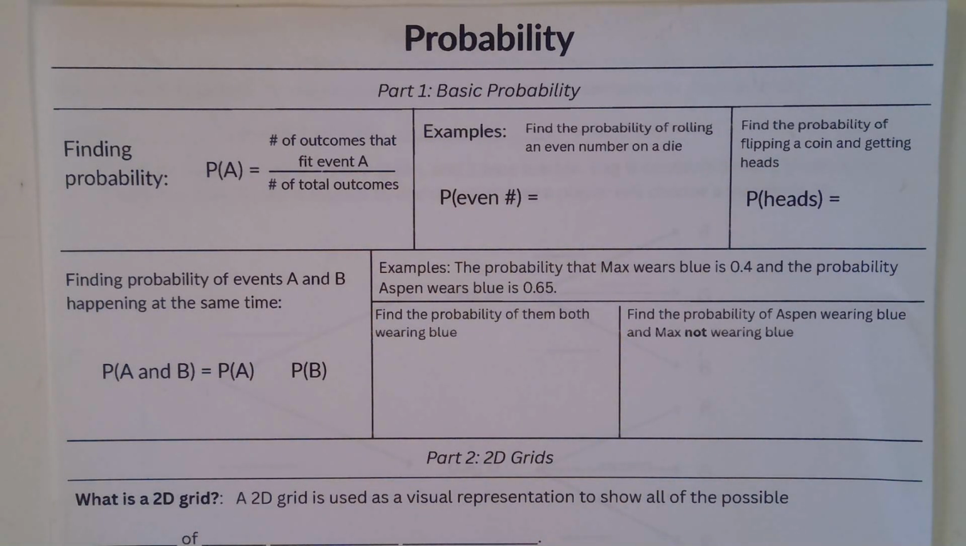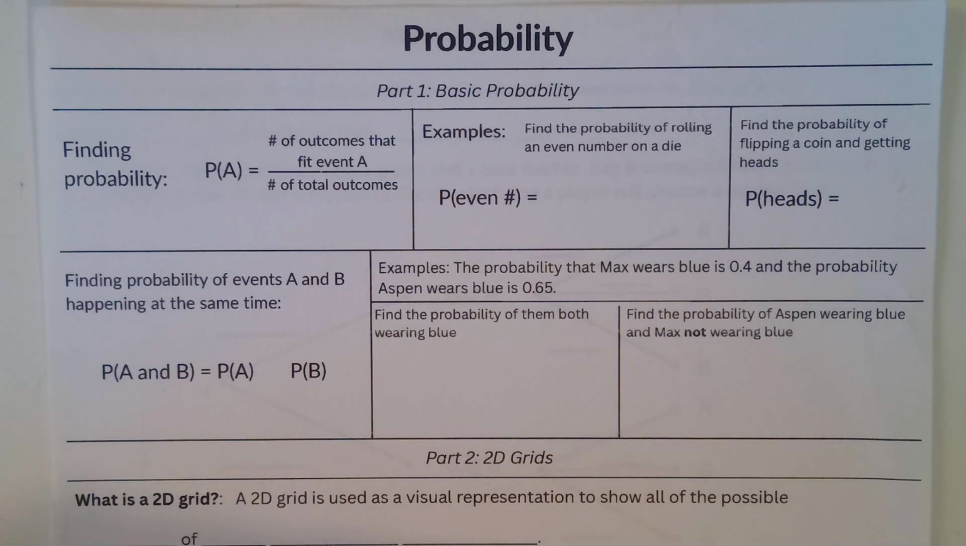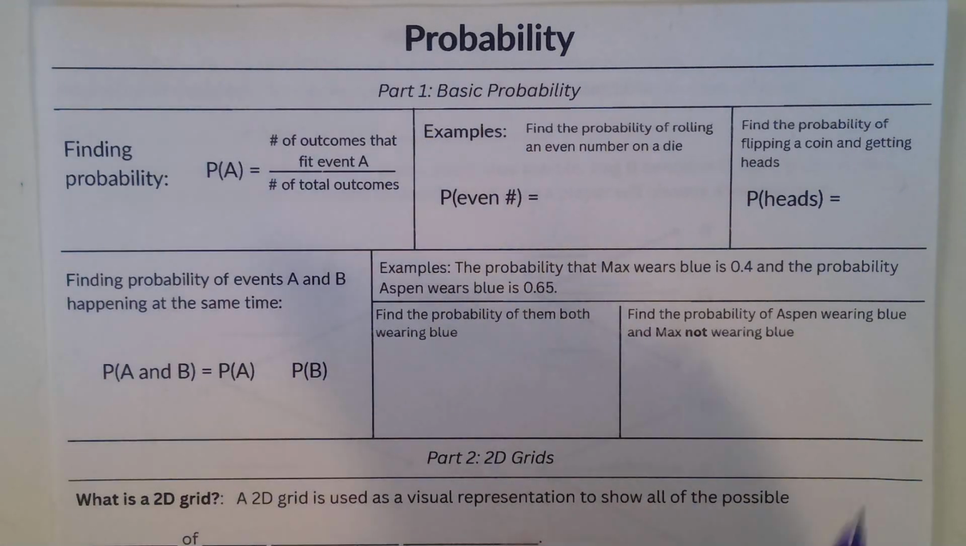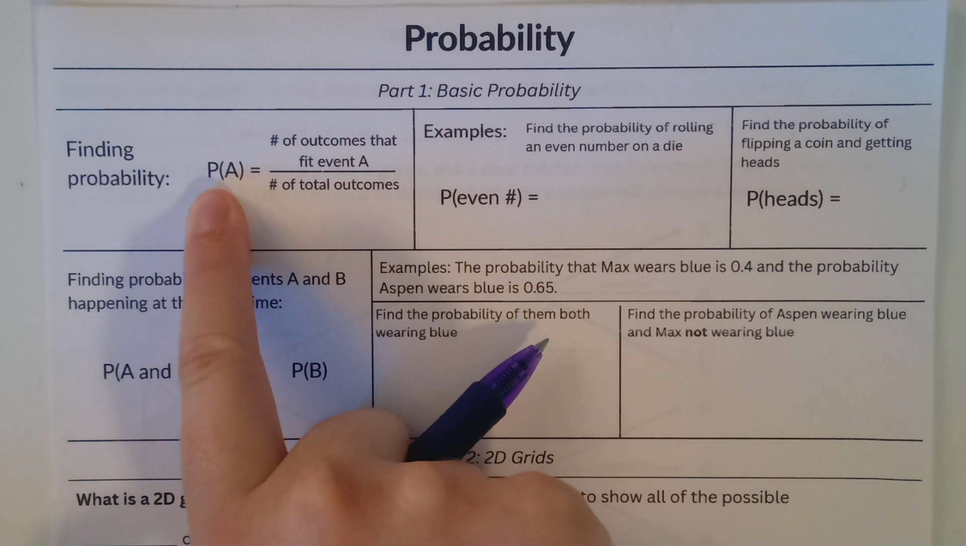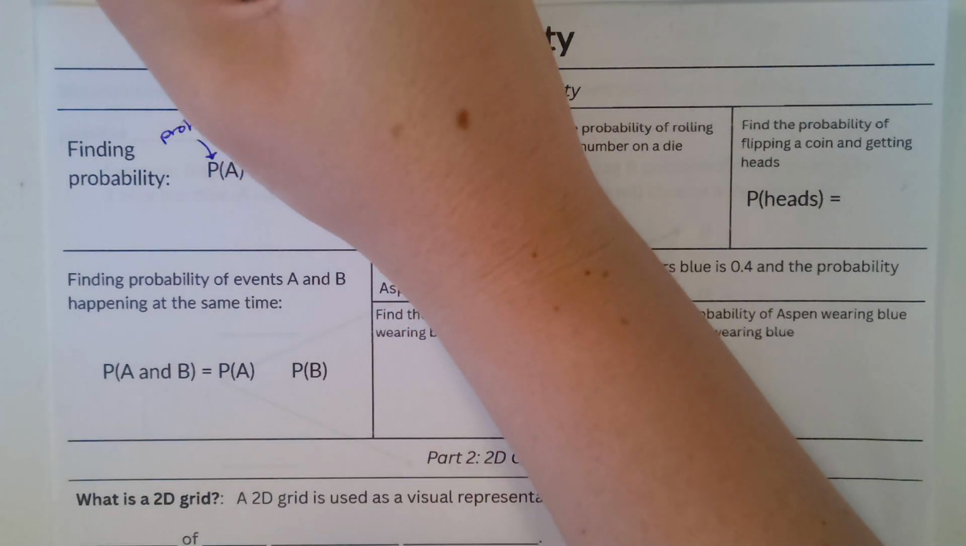Okay. So in this case, finding probability. This is something that you've probably done before in your previous classes. Finding probability is just finding how likely something is actually going to happen. What's the likelihood of this happening or that happening? So the way that we notate it is with a P. This P literally stands for probability.